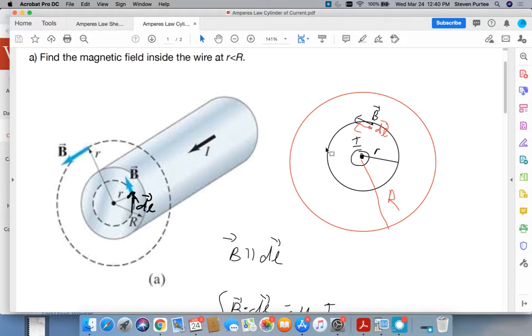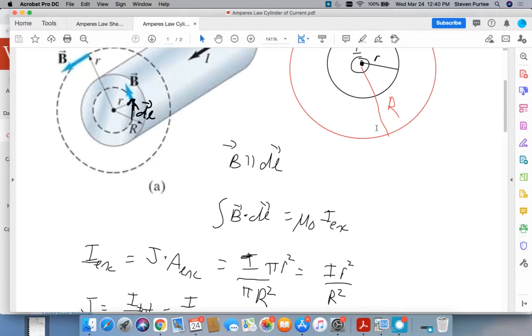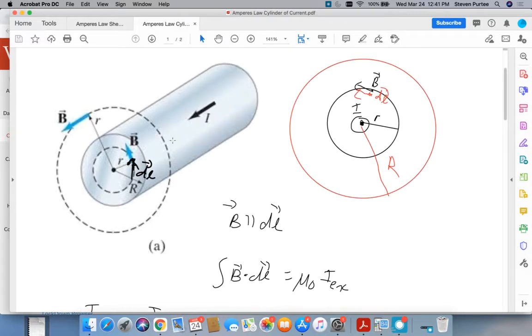Everywhere, right here, I would have a B vector that points like that. dl would also point like that because I'm going around the loop in that direction, counterclockwise. So Ampere's law says, and again, this should be a loop integral, to be really formal, I should draw that little circle with the arrow there. The line integral of B dot dl is mu naught I enclosed. This is Ampere's law. I need to find out how much of my total current I passes through this circle here. So I'm going to have to use some kind of current density here.